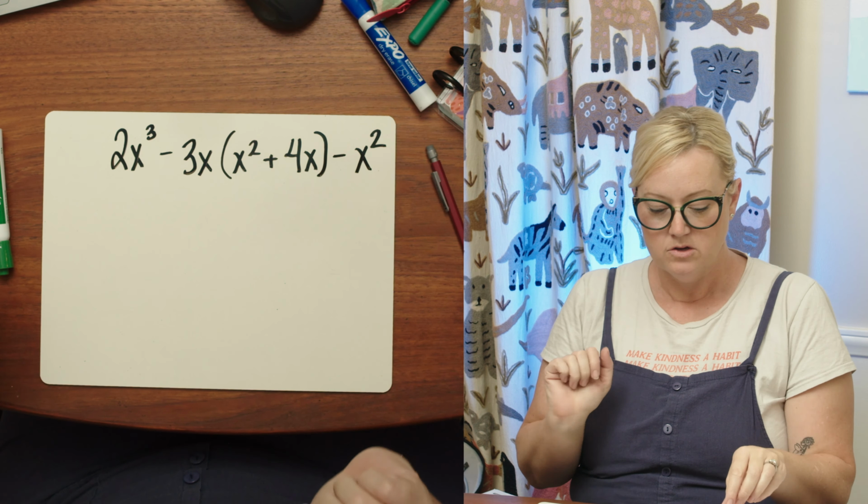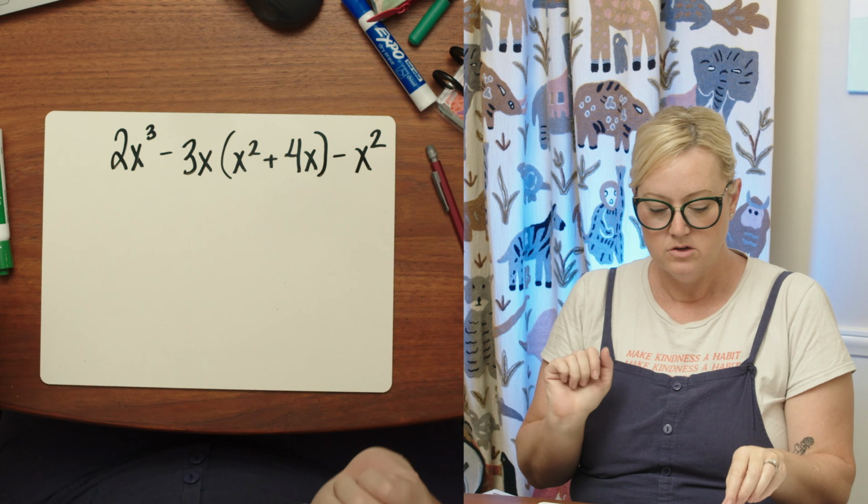So in this case, this is not a simplified polynomial. I need to simplify it. And what simplifying means is that I'm going to combine any like terms that I have. Like terms are the same variable to the same power, like this x squared. But the problem right now is that this x squared is in those parentheses and I can't get it out yet. So the first thing I'm going to do is distribute this negative 3x.